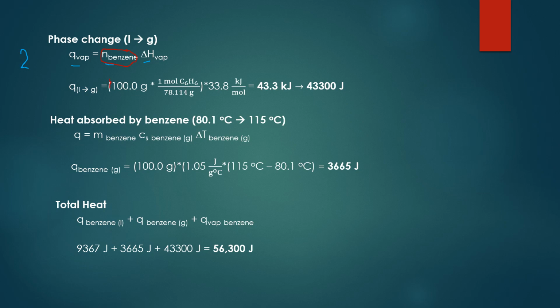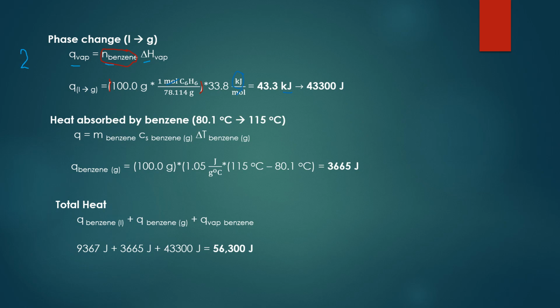We take the 100 grams of benzene divided by the molecular weight of benzene, which is 78.114, and that will give us the moles of benzene. So we take that moles of benzene and multiply it by our delta H of vaporization that they gave us in the problem. And that was 33.8, notice the units, kilojoules per mole. Okay, this allows for our moles to cancel out, and the units that are left now are kilojoules.